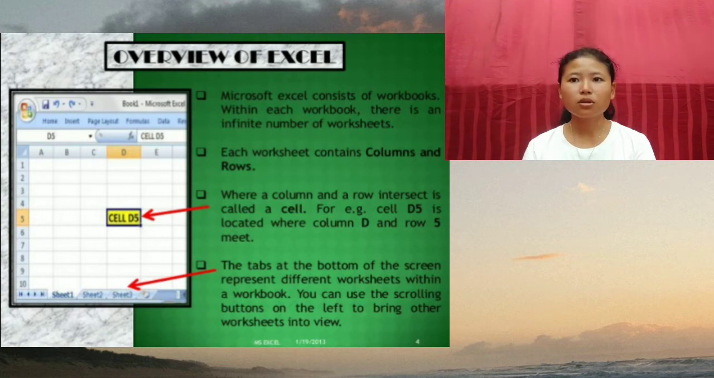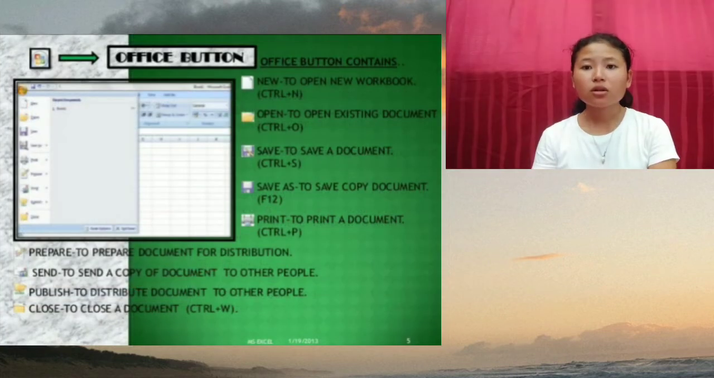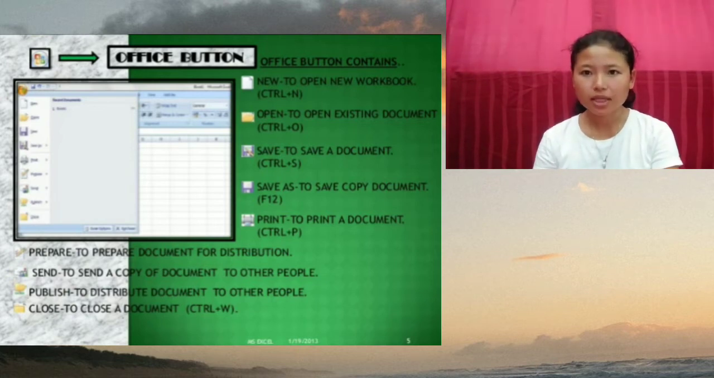The tabs at the bottom of the screen represent different worksheets. Within a workbook, you can use the scrolling buttons on the left to bring other worksheets into view. These are all the commands that the Office button contains. Just follow these guidelines that appear on your screen.